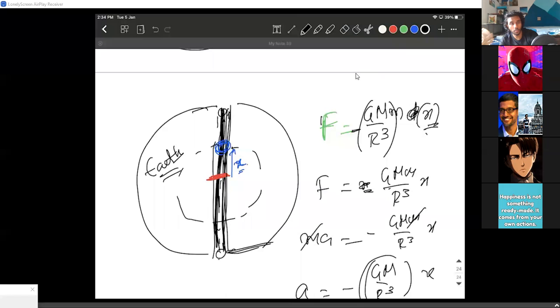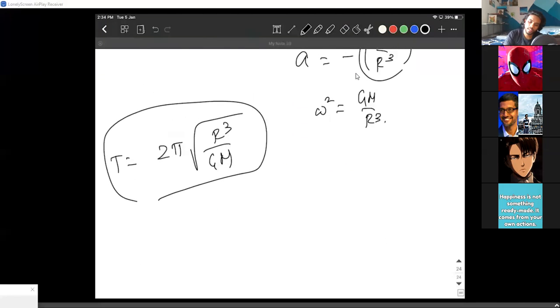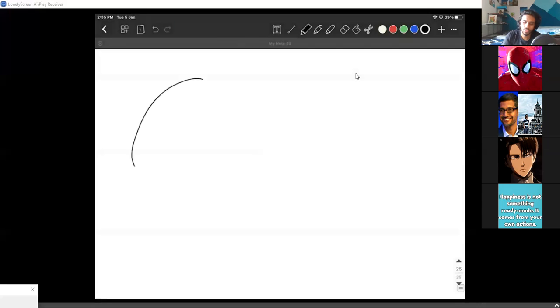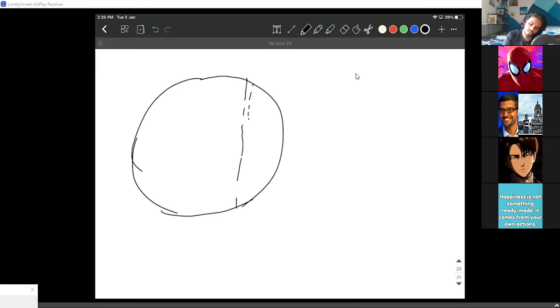This is an interesting question. To make it a little more interesting, there are questions in your books. My question goes like this: if the tunnel is dug along some random line, will that be an SHM or not?